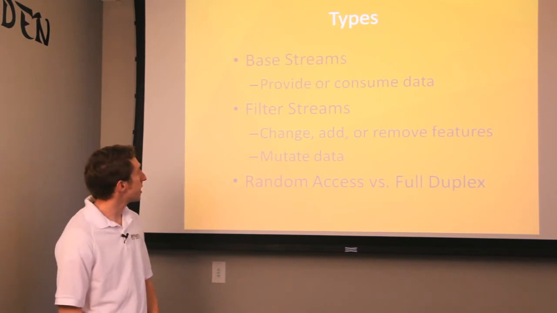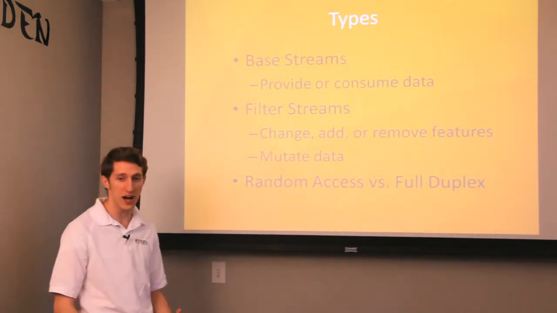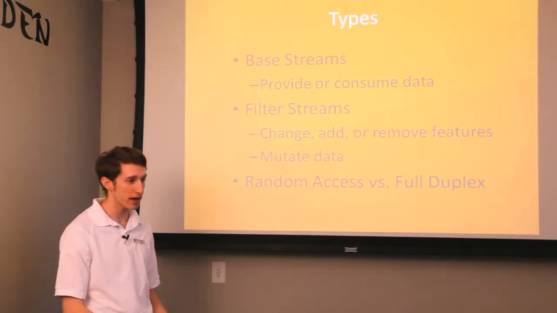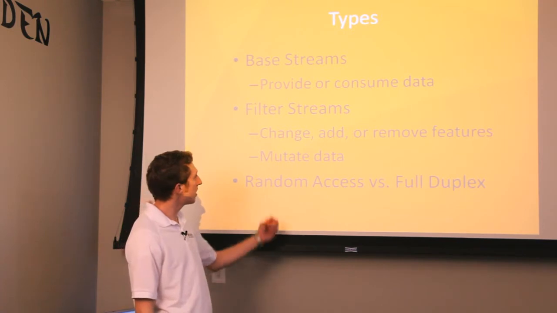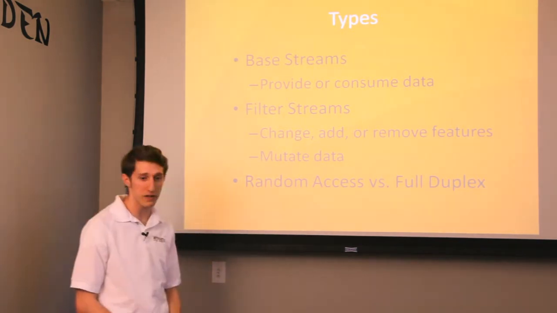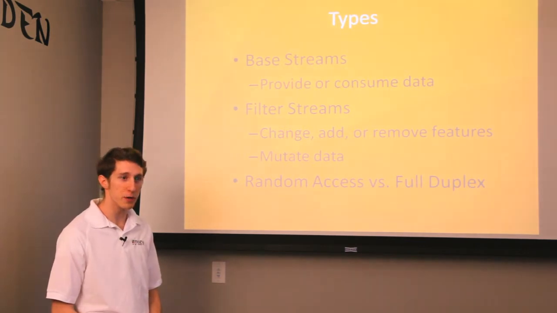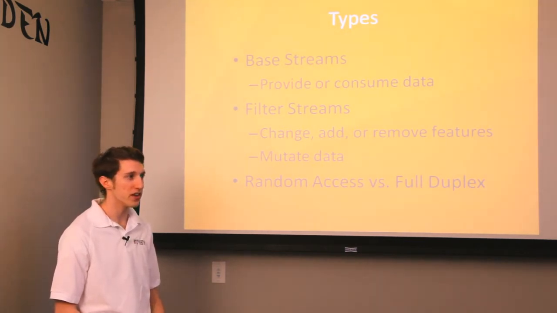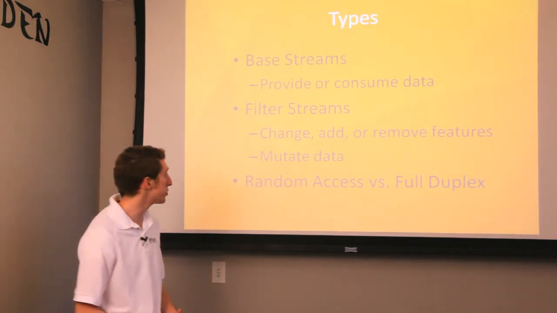So there's a couple different types of stream. There's the base streams that are the ones that actually provide or consume data. So a socket is a base stream. A file is a base stream. Filter streams either change, add, or remove features. So the penultimate example of this is the buffered stream. It adds lots of extra features that you wouldn't have without buffering, besides just buffering, because buffering is very, very useful to increase your throughput.